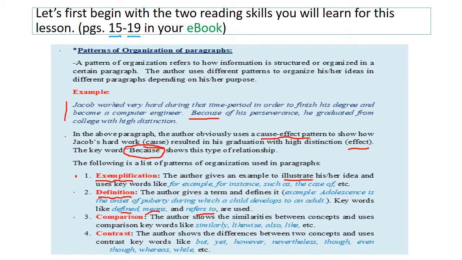Comparison. In comparison, the author is obviously showing a similarity between two concepts or ideas. Concepts are ideas, and uses comparison keywords like similarly, likewise, also, like, etc. Contrast, of course, the author is showing the difference between two ideas or concepts and uses keywords like but, yet, however, nevertheless, though, even though, whereas, while, etc.